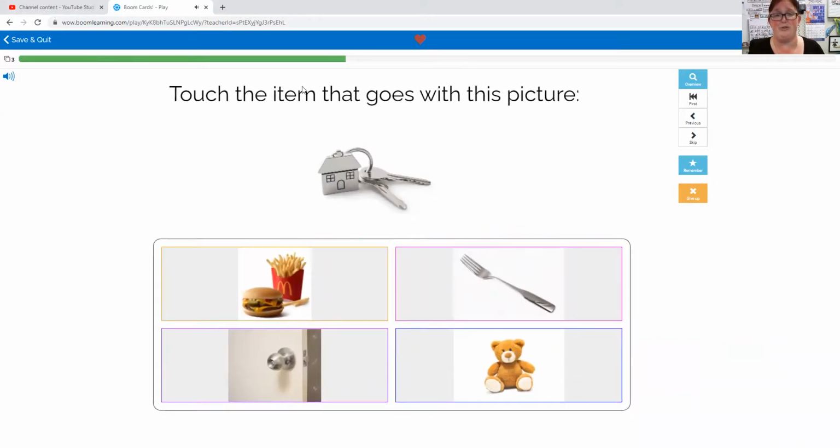Which item goes with the house keys? Food, fork, doorknob, or teddy bear? The door and the doorknob, yeah, because we unlock it with a key.